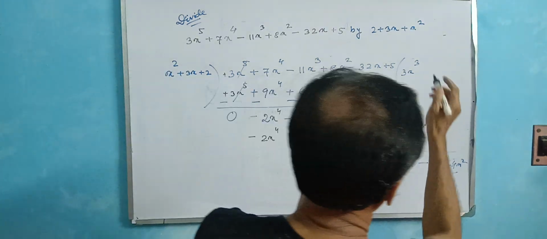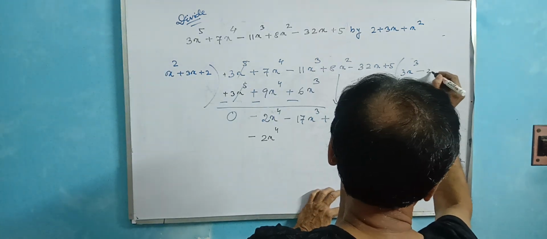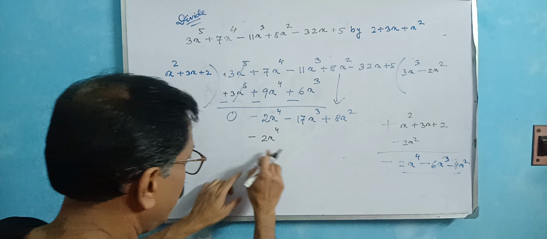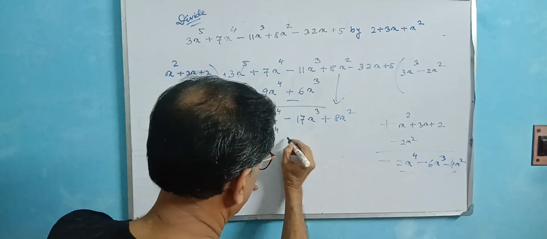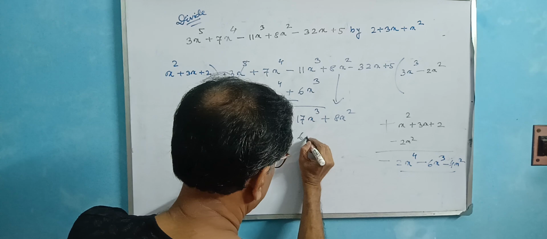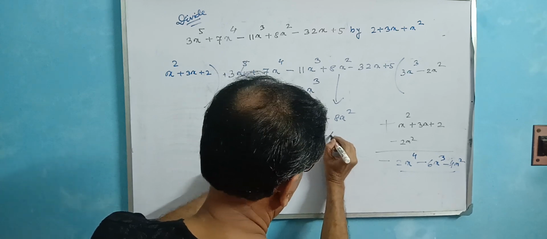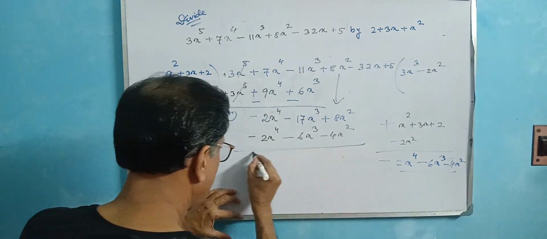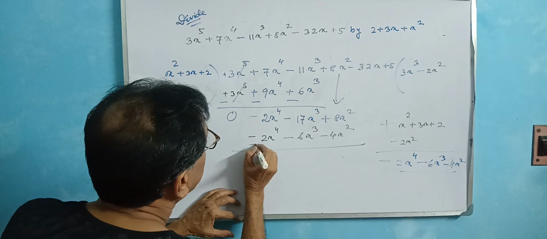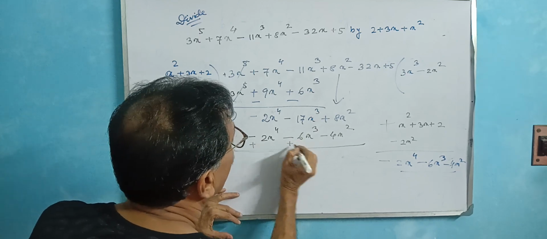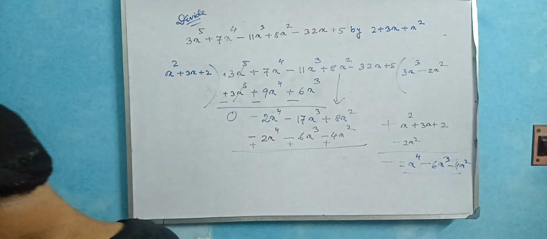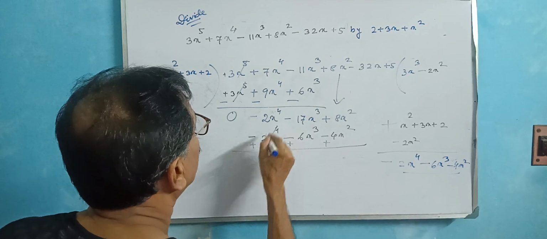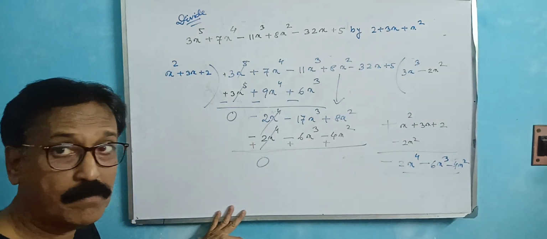So what is it? Minus 2x square, you write here minus 2x square. Okay. Already you write minus 2x to the power 4, here is minus 6x cube, here is minus 4x square. Your target is now sign change, minus plus. Okay. Minus 2x to the power 4 plus 2x to the power 4, cut this part, it is 0. No problem. Okay.